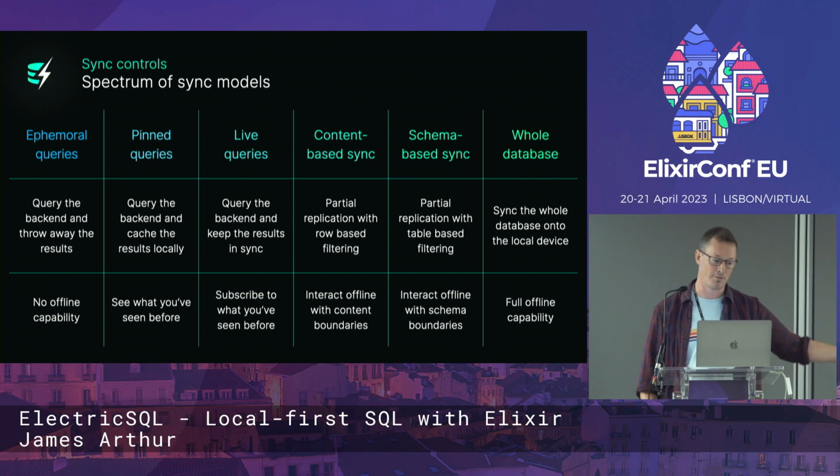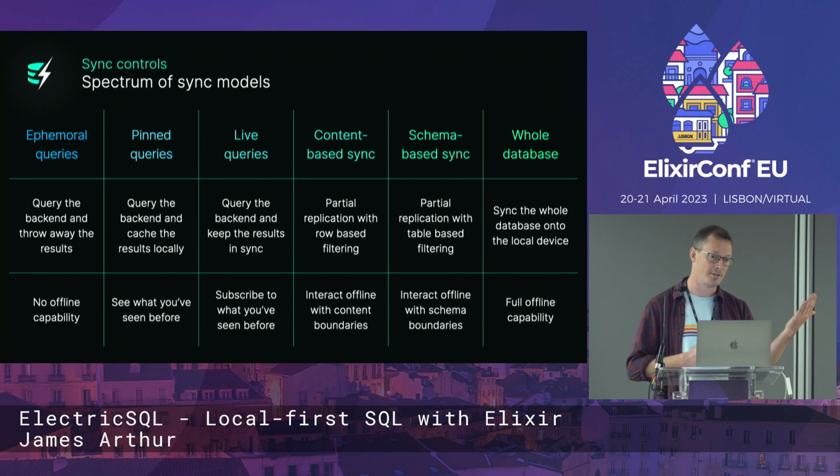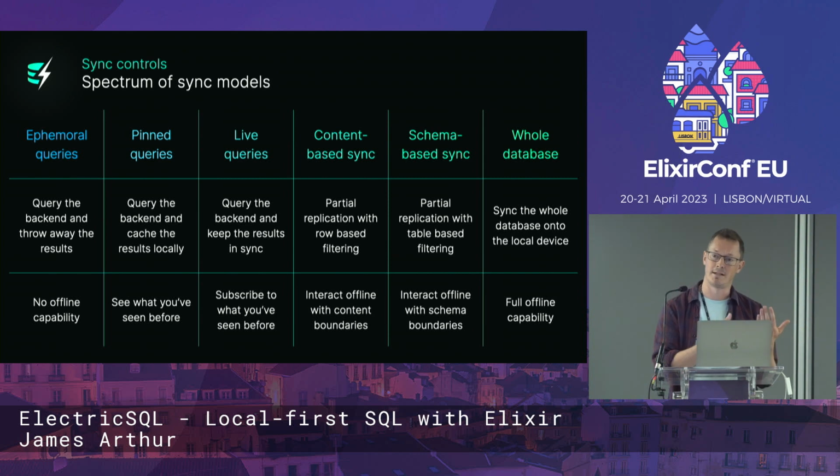So ephemeral queries on the left-hand side is the standard model of just an online system. You make a query to the server and you get the data back and you render it. Pinned queries is where you do that, but you cache the data. That would allow you to do something like, if you've checked a page to see the weather, you navigate off, you hit back, the data's still there, so you can see what you've seen before. Live queries are where you do that, but you maintain a subscription.